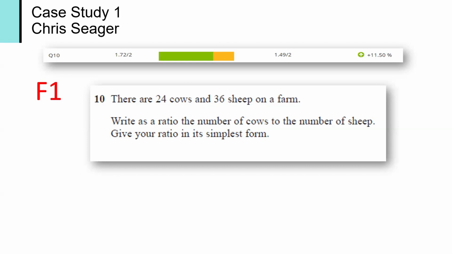Pretty straightforward, and I would like to think there that most students are picking up that 1 mark out of the 2, because I'm assuming it's for writing it as a ratio, for knowing what it means as a ratio. So 24 to 36, and then the simplifying process is what is catching people out, whether they fully simplify it or not. So first and foremost is, how are we doing on the very, very basics with ratio?